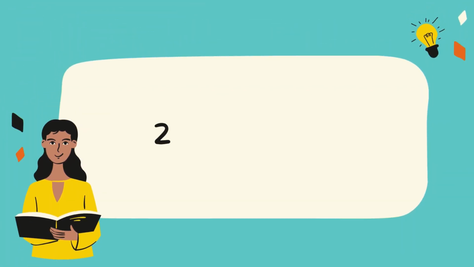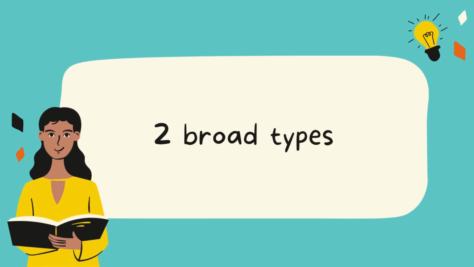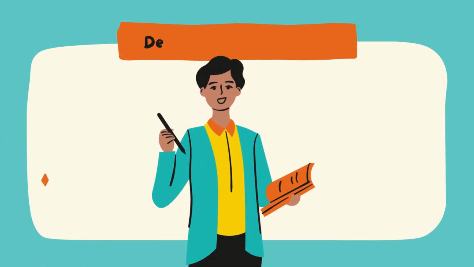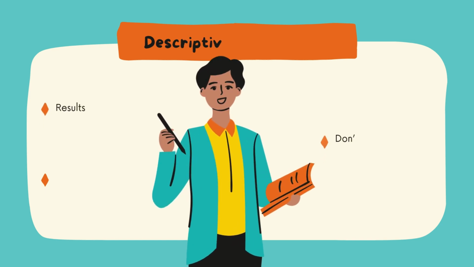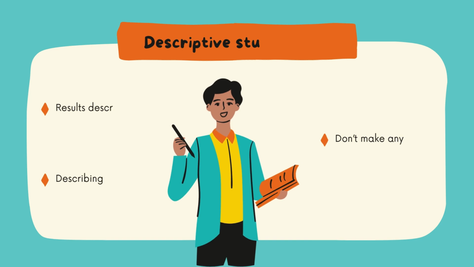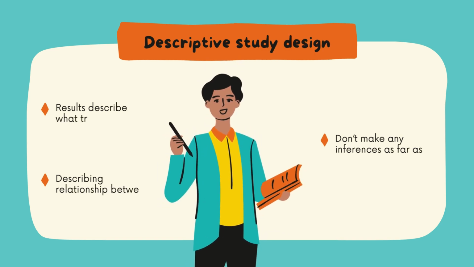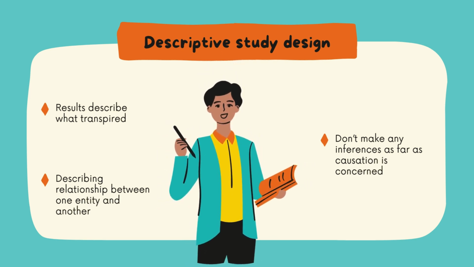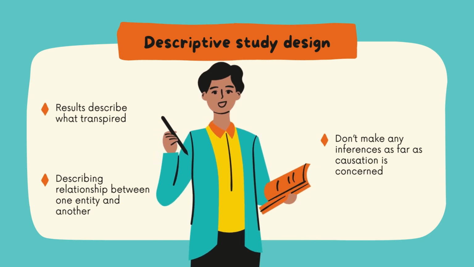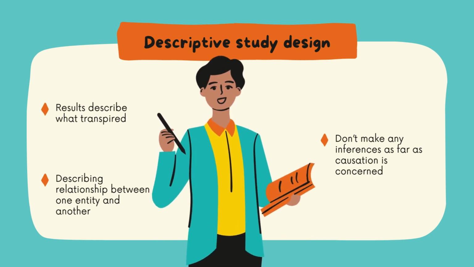We have two broad types of these observational study designs. One, we have what we call the descriptive study designs. These are the designs where the results that come from such a study are really describing what transpired, describing the relationship between one entity and another, okay? But are not making any inferences as far as causation is concerned, as X causing Y.